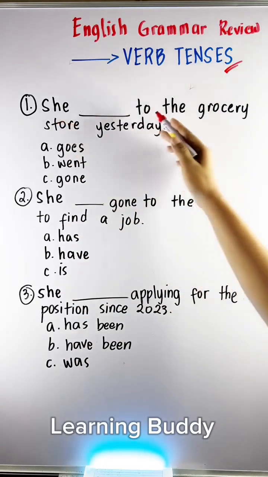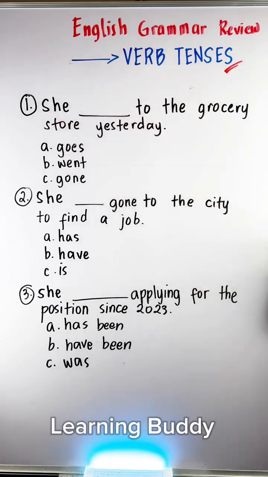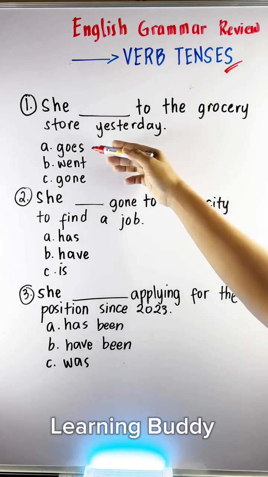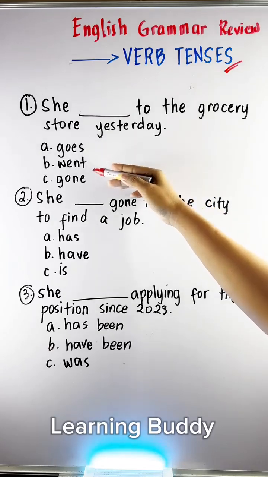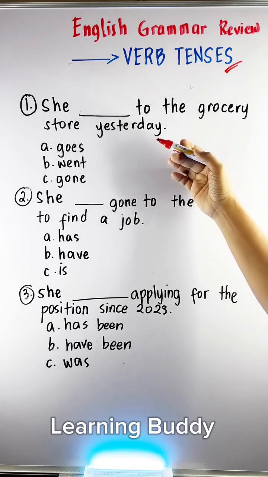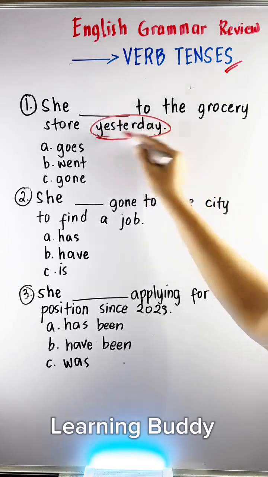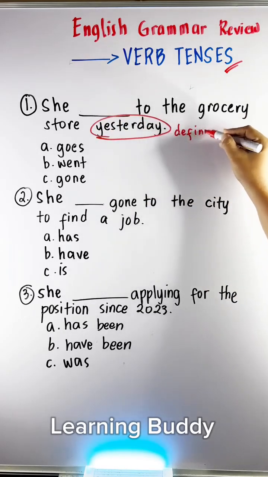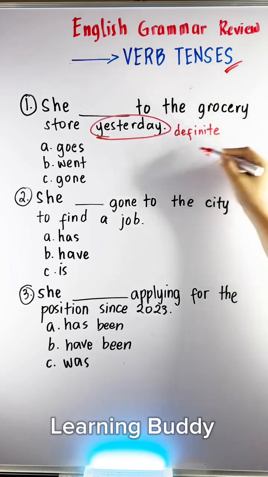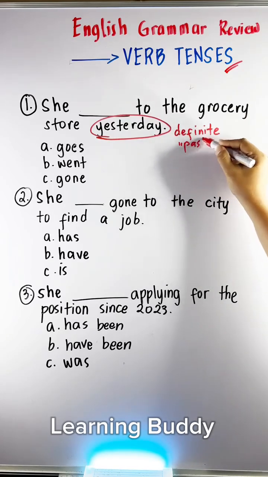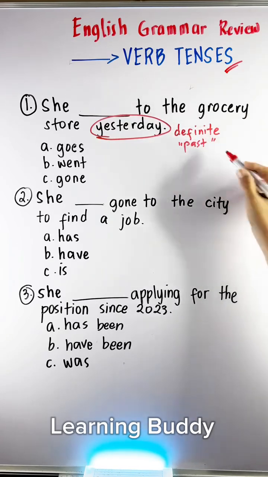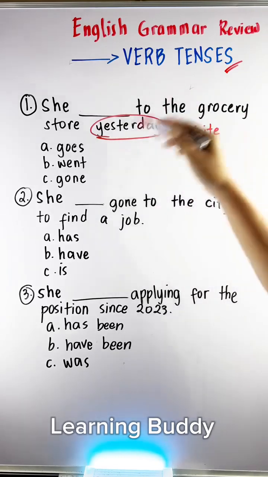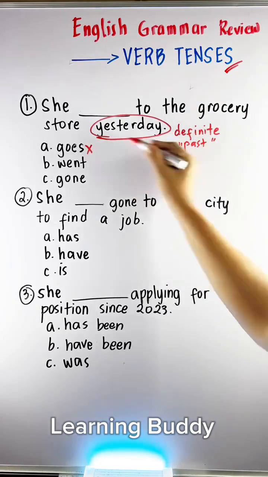Verb tenses. Number 1. She blank to the grocery store yesterday. Is it goes, went, or gone? The clue in this sentence is the word yesterday. Remember that this is called a time indicator that gives us the hint to think that the action in this sentence was completed in the past. The action was completed at a certain time in the past.